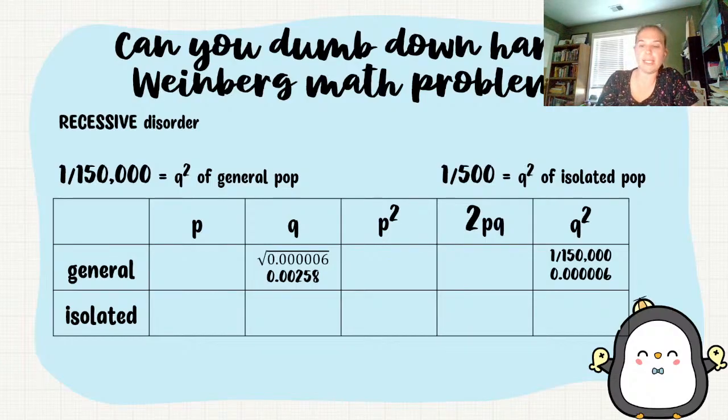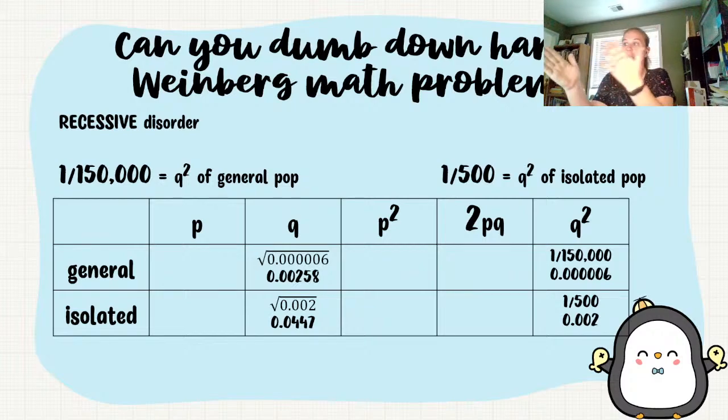Now let's look at the isolated population. In the isolated population, I had 1 out of 500. I sub that into my calculator, and I get 0.002. Then I get my q value by taking the square root of q squared, and that's going to give me 0.0447. All I did was take my q squared, which was given to me in the prompt, and take the square root of it to get my q values. That's all I've done.